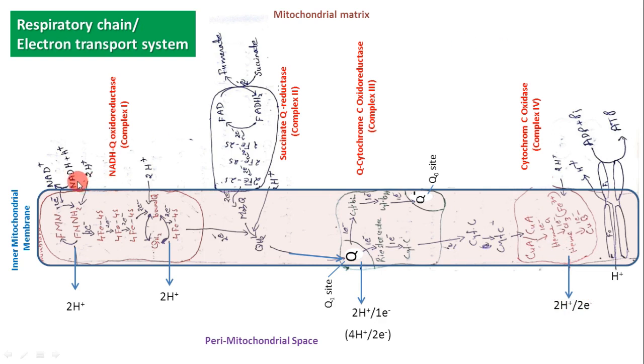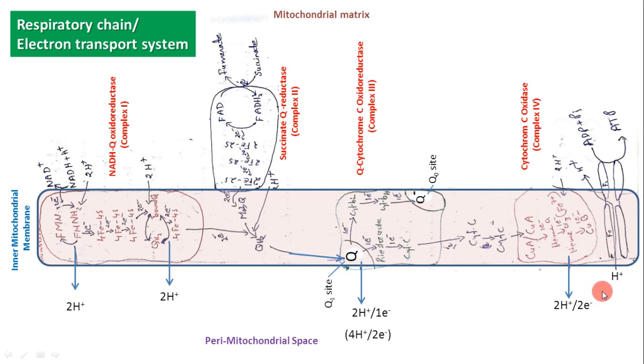So when a pair of electrons starts its travel from NADH through complex 1, then to complex 3, then to complex 4 and finally to oxygen, a total of 4 plus 4 plus 2, that is a total of 10 H plus ions, are pumped into the perimitochondrial space when a pair of electrons is transported from NADH to complex 4.